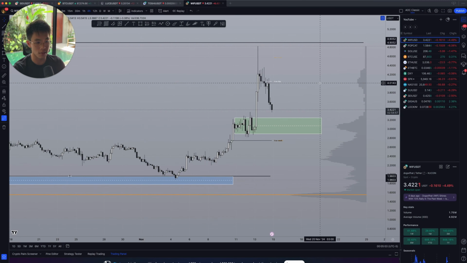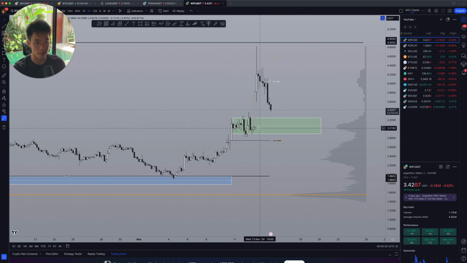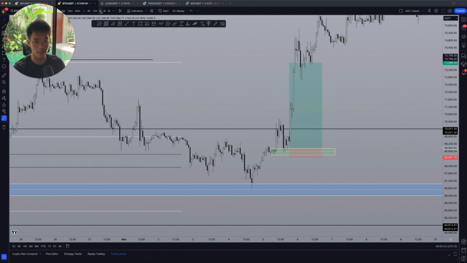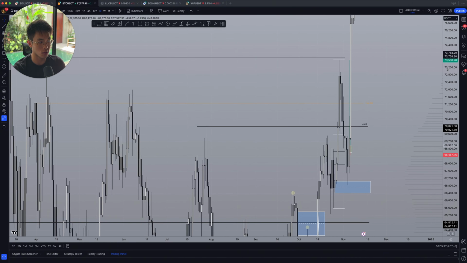But otherwise, going back into the video, going back to this volume area, this is going to be the first area where we are going to be interested in buying WIF. Now, earlier on, I said that the ideal area would be around 2.7, but in this case, if we zoom in, just to give you an idea, we did not see any sort of demand zone when we go onto the daily chart.